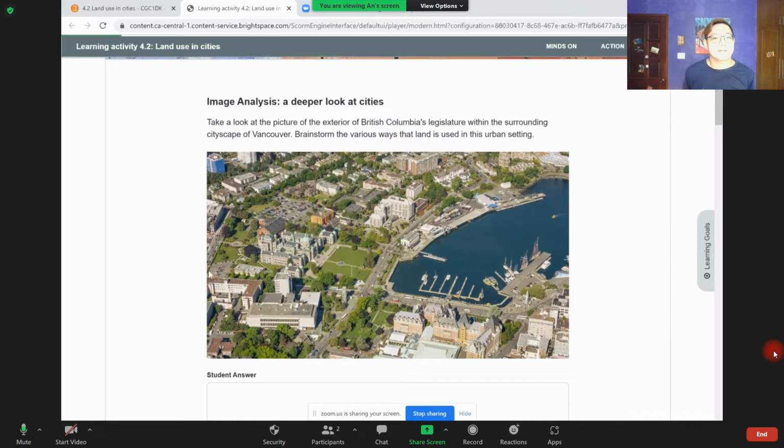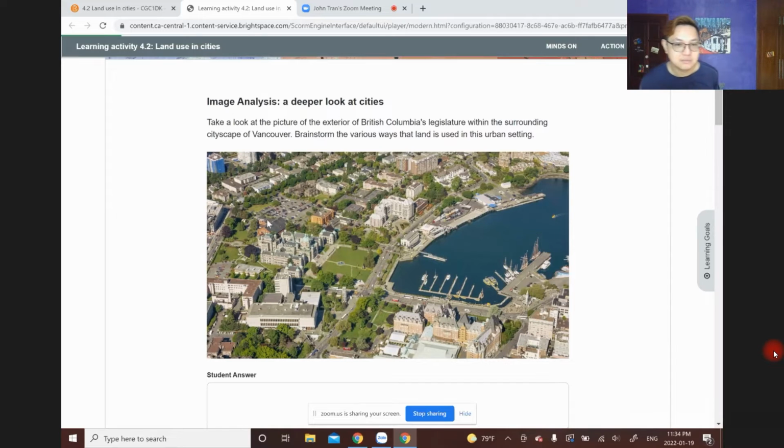Alright, image analysis. A deeper look at cities. I can still see there's a lot of greens. The exterior of the legislature within the surrounding cityscape of Vancouver. Brainstorm the various ways that land is used in this urban setting. Can you see the legislature or something? Yeah, I think I can see a bit.